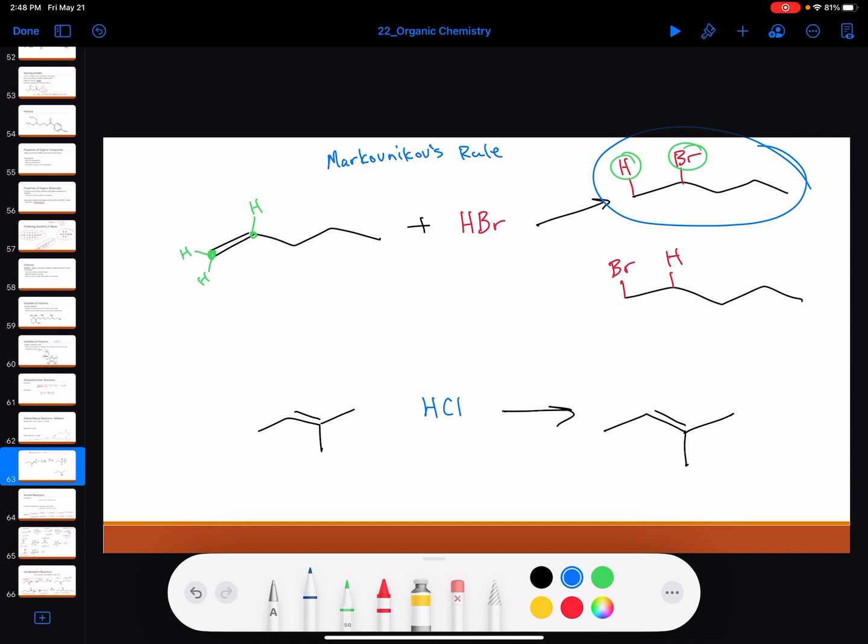Okay, so let's draw in our implied hydrogens. This carbon doesn't have any hydrogens on it, right? Because it already has 4 bonds. This one, however, does have a hydrogen. So who's richer in hydrogen? The carbon on the left, right?